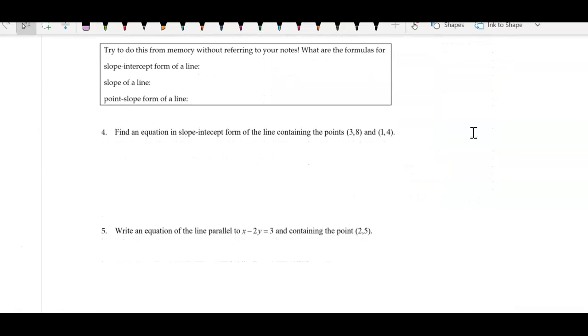All right, so first of all, I want to make sure that you have these memorized. So right now on your paper, I want you to try and write down these formulas: slope-intercept form, the slope of the line, and point-slope form. Those are 3 formulas you need to have memorized for the test. Try and do it without looking at your notes and see what you can do.